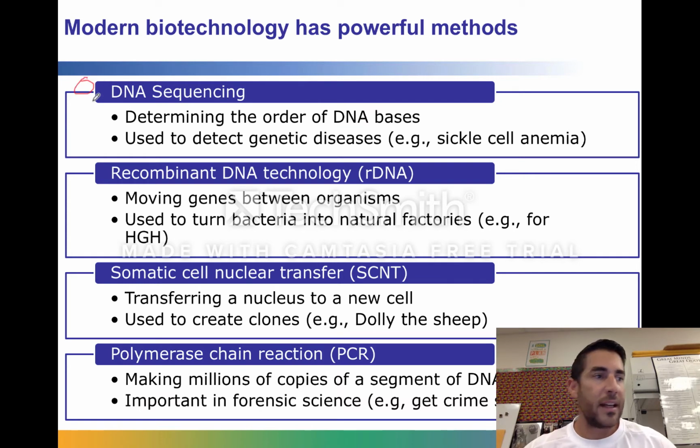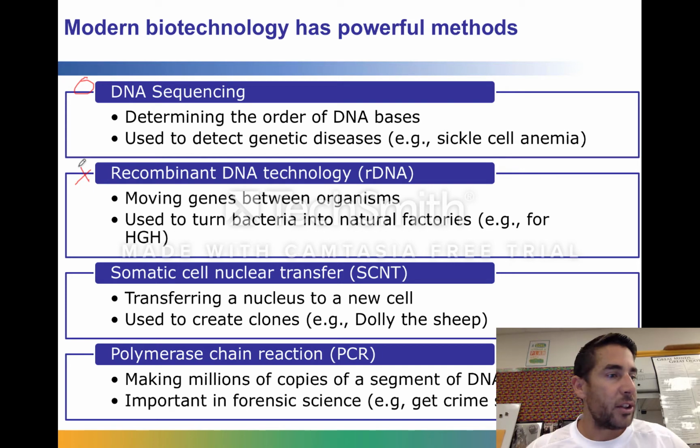The first one, DNA sequencing. Determining the order of the bases of the DNA, which is A, T, C, and G. And if you don't remember what those stand for, it's adenine, thymine, cytosine, and guanine. DNA sequencing is important because it's used to study how DNA works and to screen for genetic diseases like sickle cell anemia.